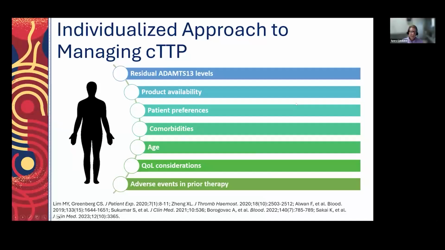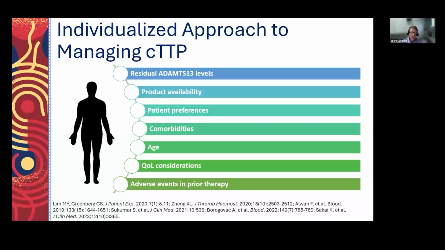You're going to see a very individualized approach to managing congenital TTP patients. And I think this is a function of both the physician as well as the patient. Their ADAMTS13 activities may give some guidance. They're really going to confirm that diagnosis. It's going to be what's available to the patient. Are they going to have access to recombinant ADAMTS13? Or are they going to be using a plasma product or a factor VIII concentrate? You're going to talk about patient preferences in the context of what the physician believes.